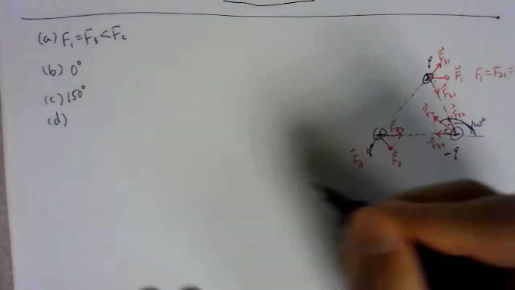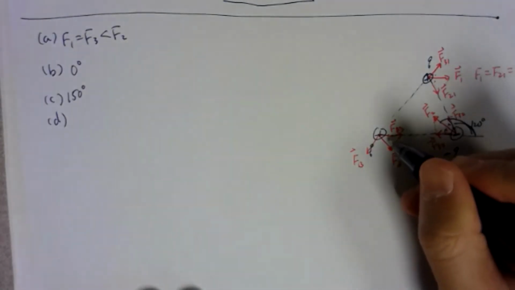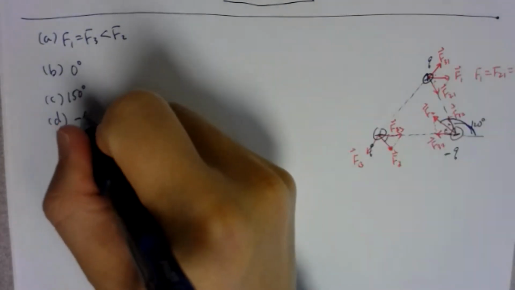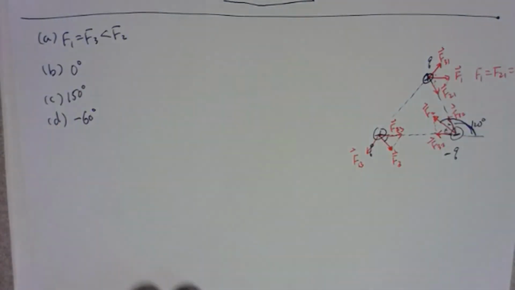On the last one here, this is a 60 equilateral triangle. So that means 60 below the horizontal direction. Okay, so that's for this one. We'll take a look at a second example, and then that is what we will do for today's lecture.